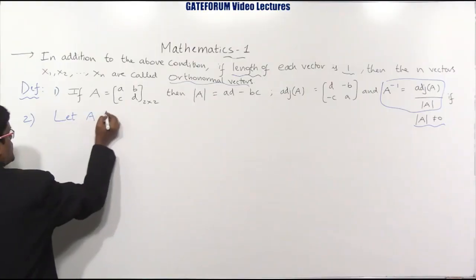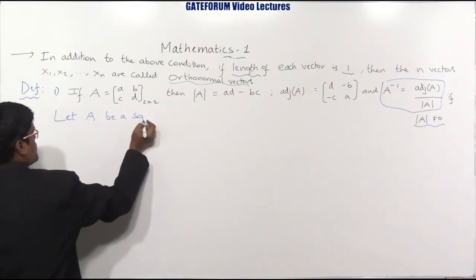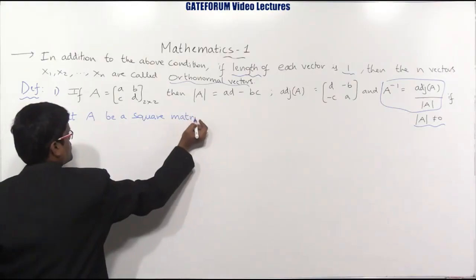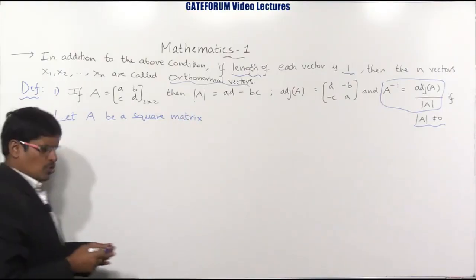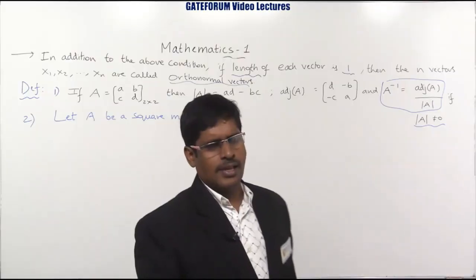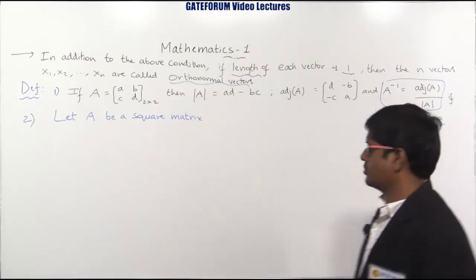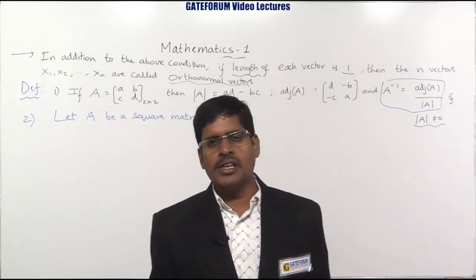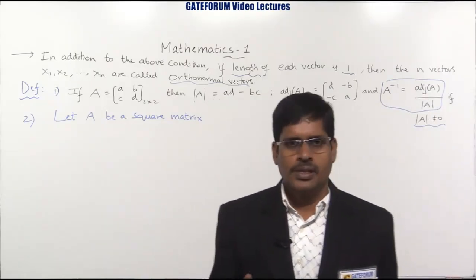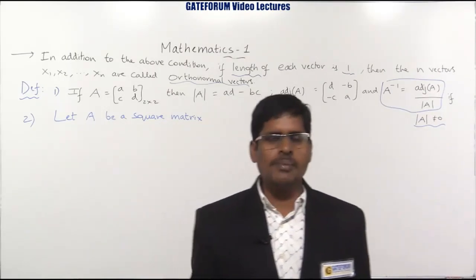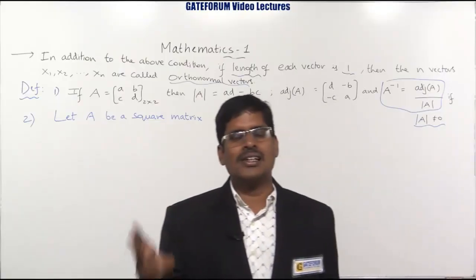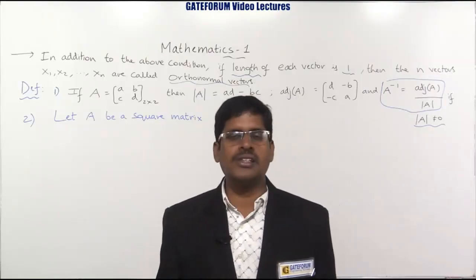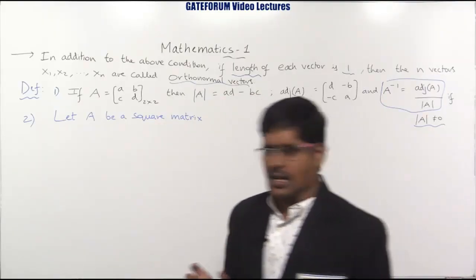Let A be a square matrix: 2 cross 2, 3 cross 3, 4 cross 4, anything, higher order or lower order. A 2 cross 2 order is simply read as order 2. A is a square matrix of order 3 means it has 3 rows and 3 columns. A matrix of order 2 means it has 2 rows and 2 columns. Please understand like that.